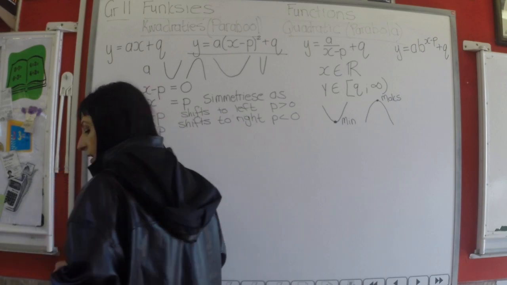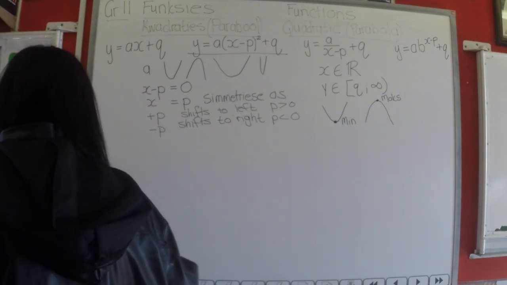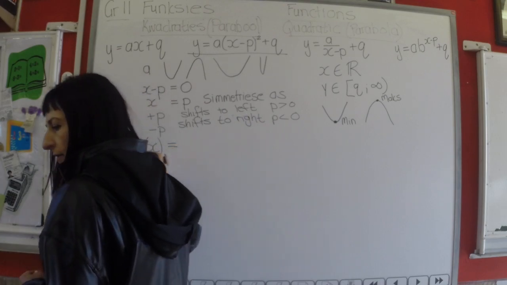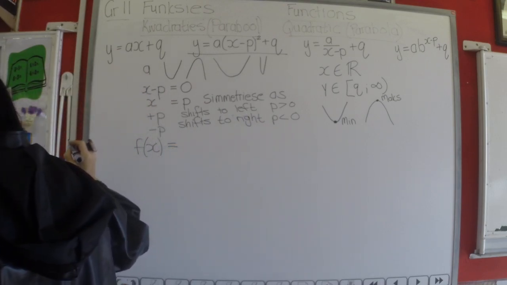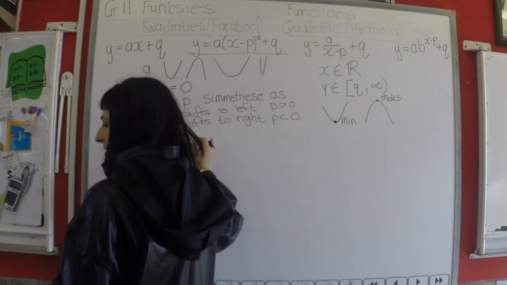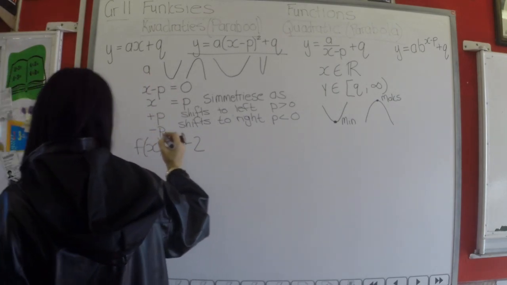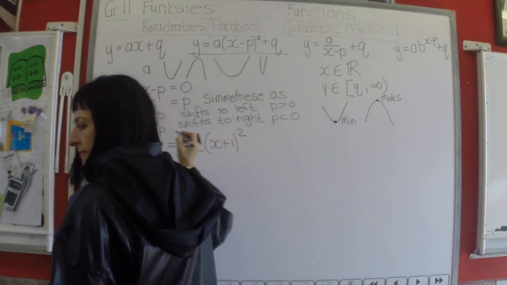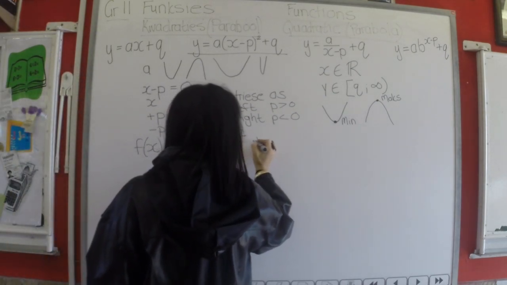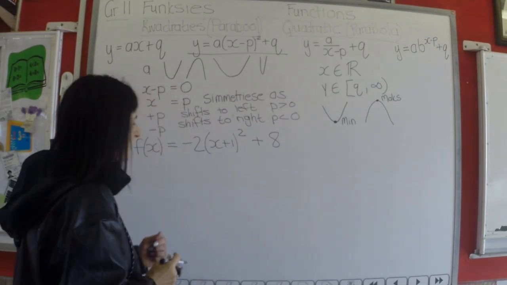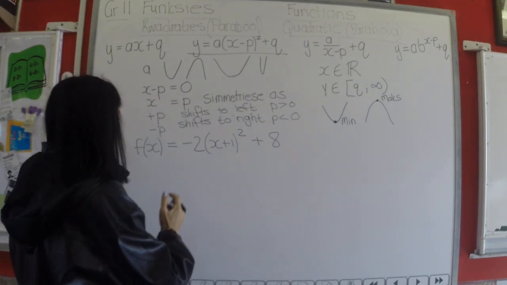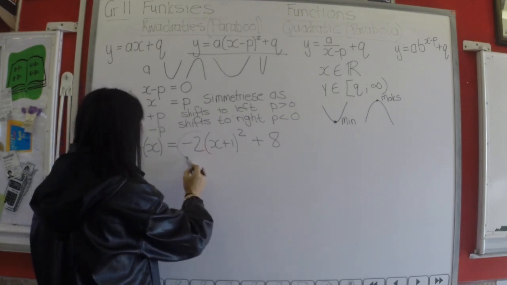Kom ons begin met f(x) is gelyk aan minus 2(x plus 1) kwadraat plus 8. So if you look at this function, you can say a lot of things already by just looking at your parameters. Let's look at a.